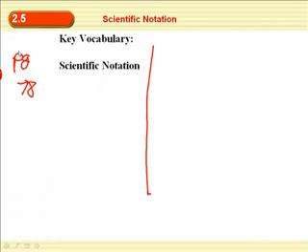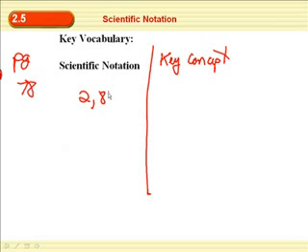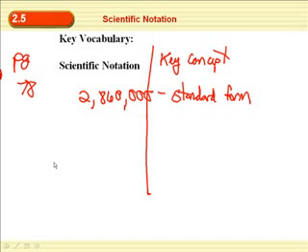So scientific notation, I guess it's best described right in the key concept box. So we can maybe combine the vocabulary and the key concept as we go. Let me do it as an example. We have a number, 2,860,000. That's a pretty big number. It is in what we call standard form.